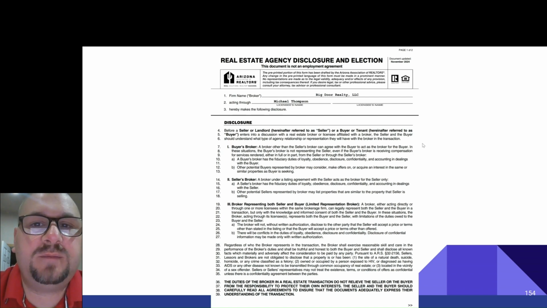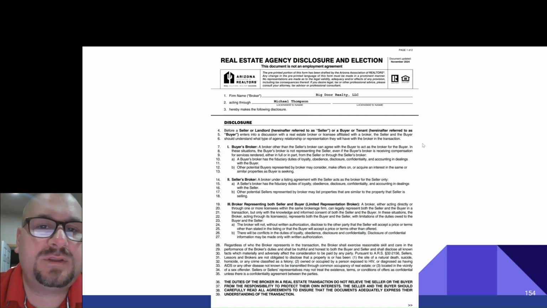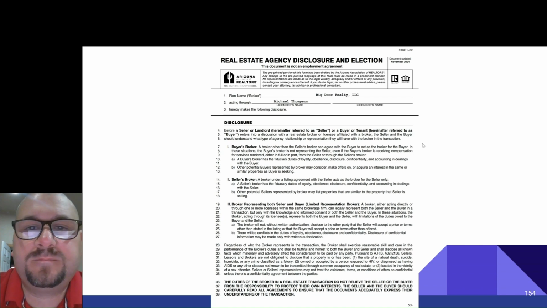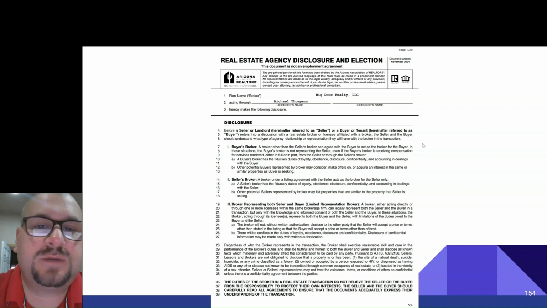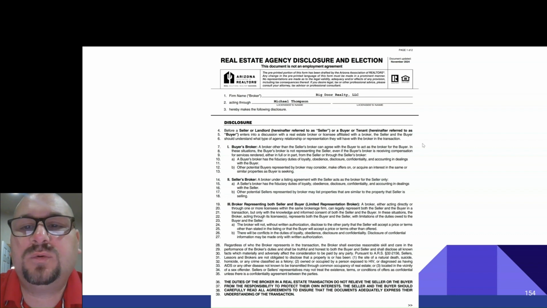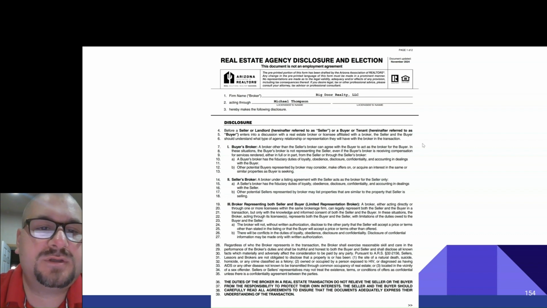So you'll put the firm name, you'll line 2, acting through a licensee name. Line 3, hereby makes the following disclosure. Here's the disclosure. Before a seller or landlord, hereinafter referred to as seller, or a buyer or tenant, hereinafter referred to as buyer, enters into a discussion with the real estate broker or licensee affiliated with the broker, the seller and the buyer should understand what type of agency relationship or representation they have with the broker in the transaction.